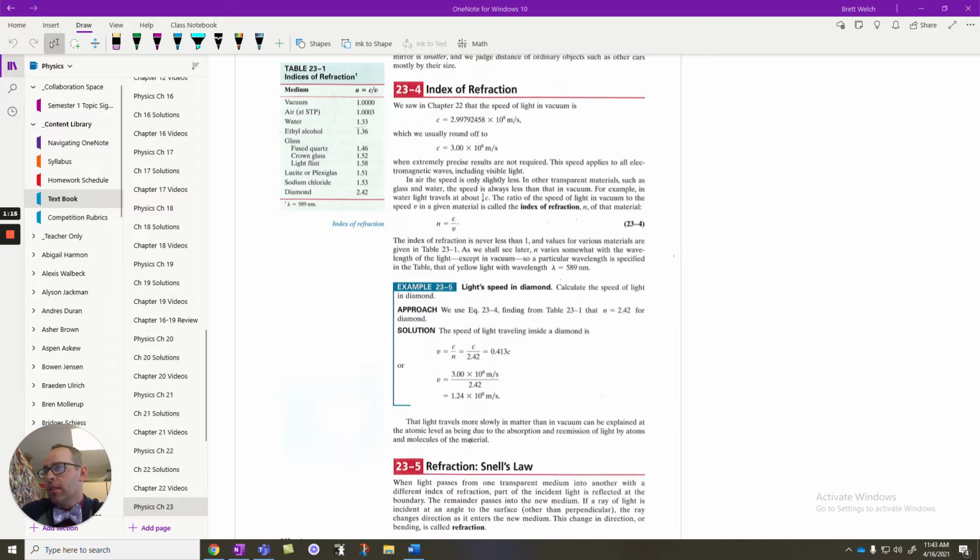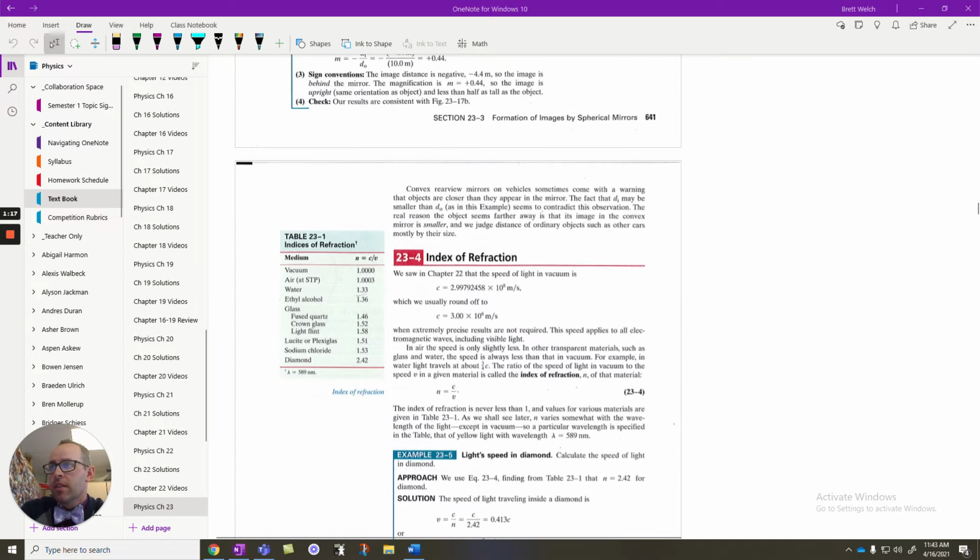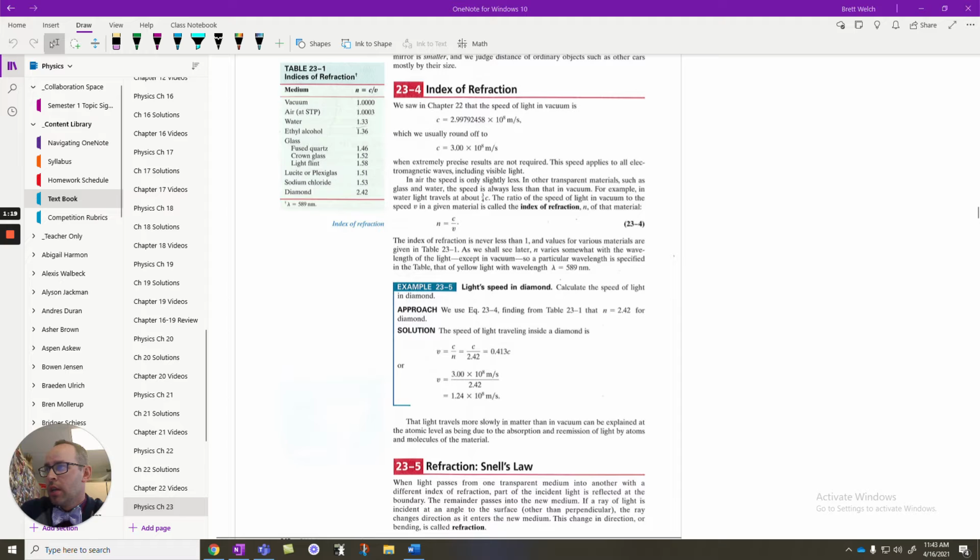And so over here, you're going to want the page number here, 642. On page 642 we have a table that we're going to reference in homework questions and possibly on test questions, where we talk about different materials and their indices of refraction. And the definition for an index of refraction can be found right here. N, the index of refraction, is the speed of light divided by the velocity of light in that material.